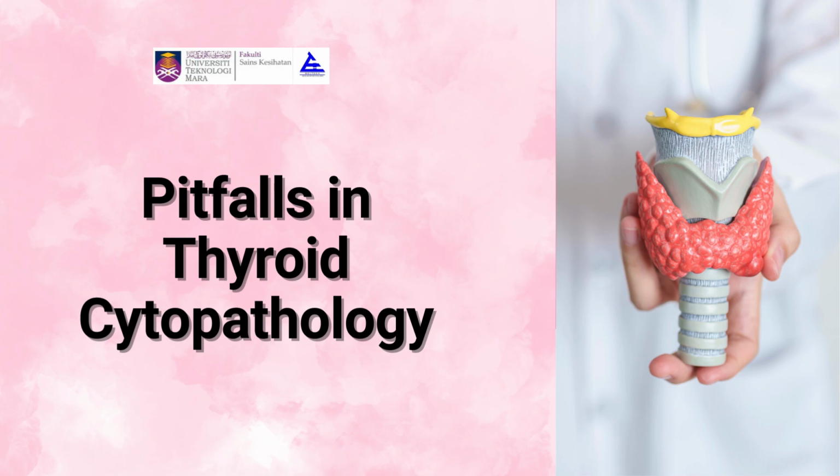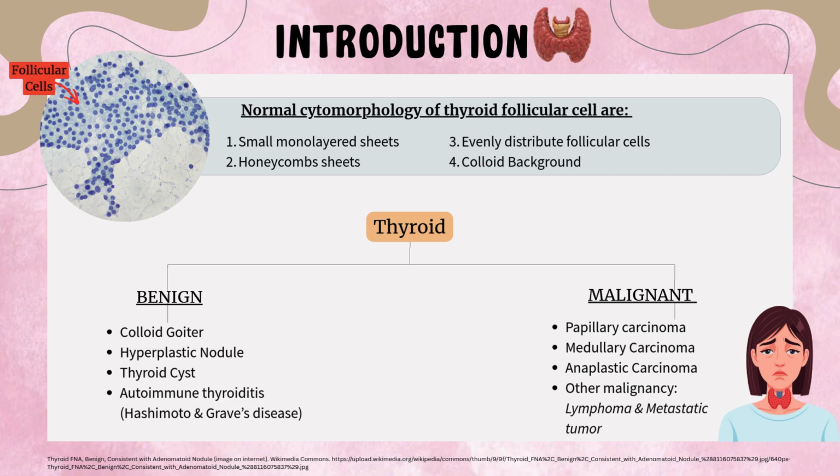In this video, we will be talking about pitfalls in thyroid cytopathology. Without further ado, let's take a quick recap of the benign and normal cytomorphology of the thyroid, which includes small monolayer and honeycomb sheets, evenly distributed follicular cells with colloid background. Benign thyroid includes colloid goiter, hyperplastic nodules, thyroid cysts, and autoimmune thyroiditis, which are Hashimoto and Graves' disease. Malignant thyroid includes papillary carcinoma, medullary carcinoma, anaplastic carcinoma, and other malignancies such as lymphoma and metastatic tumor.